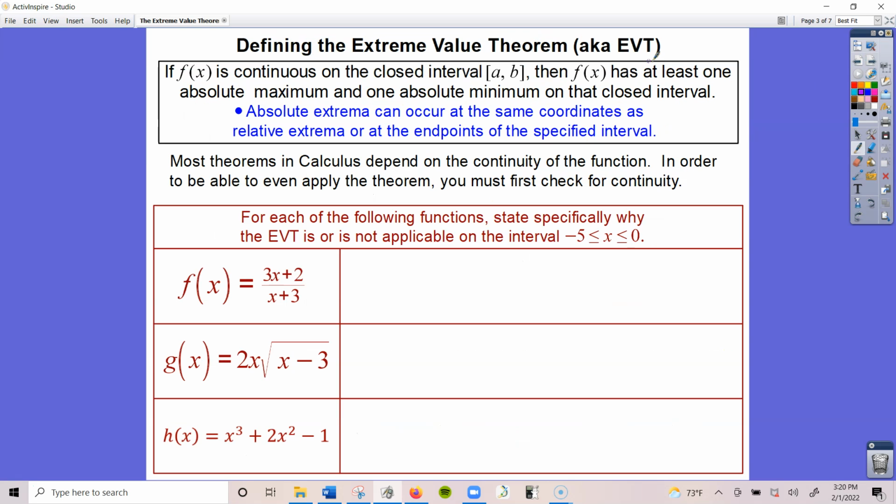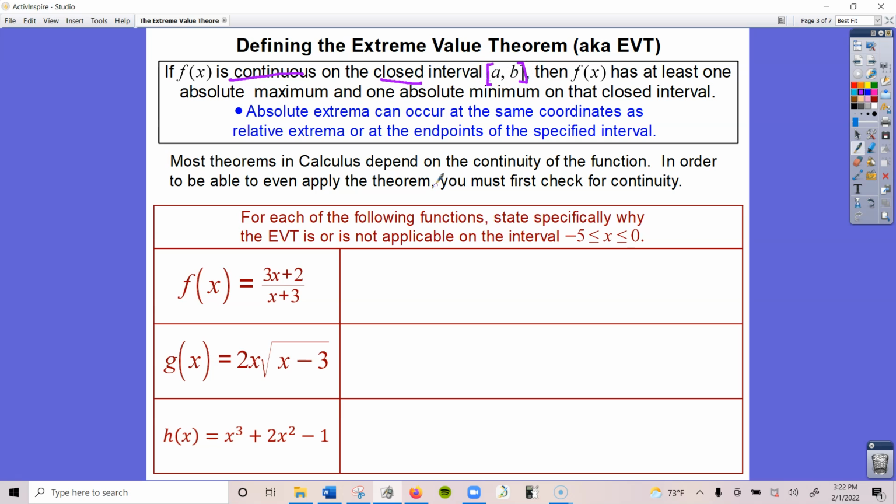So let's investigate what's called the extreme value theorem. Now this is the fancy definition of the extreme value theorem. If f(x) is continuous on the closed interval a to b, then f(x) has at least one absolute maximum and one absolute minimum on that closed interval. So what this is saying is that only if the function is continuous on a closed interval, meaning that these numbers here, you can see the brackets, the endpoints are included.